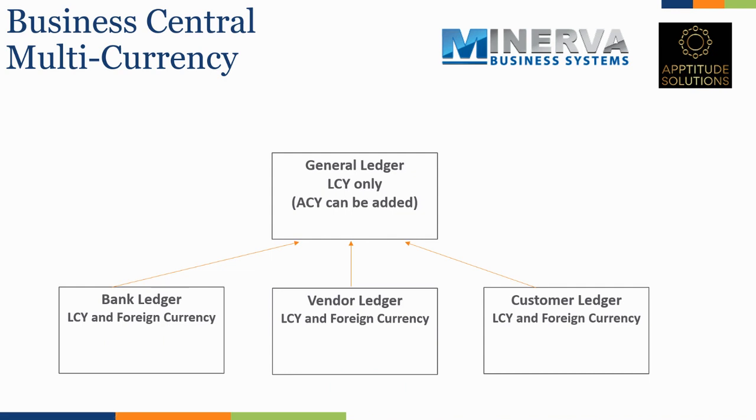But notice that they don't have the additional reporting currency, which is the ACY. They only have the local and the foreign currency. And the GL does not have the foreign currency. It only has the local currency or the additional reporting currency.